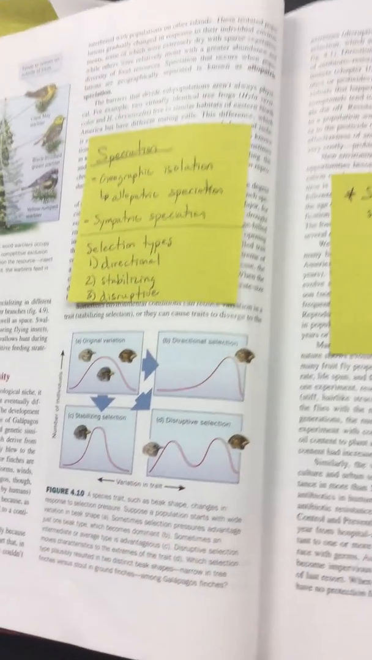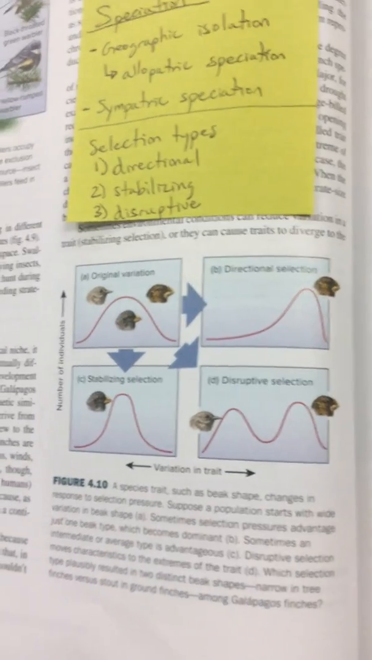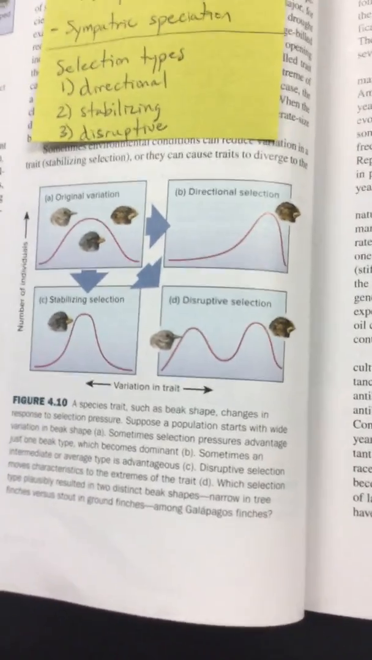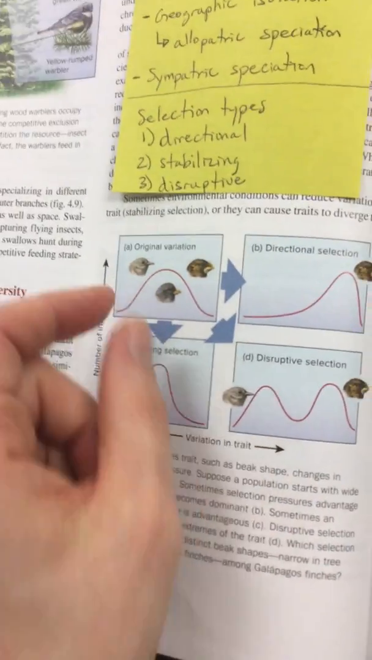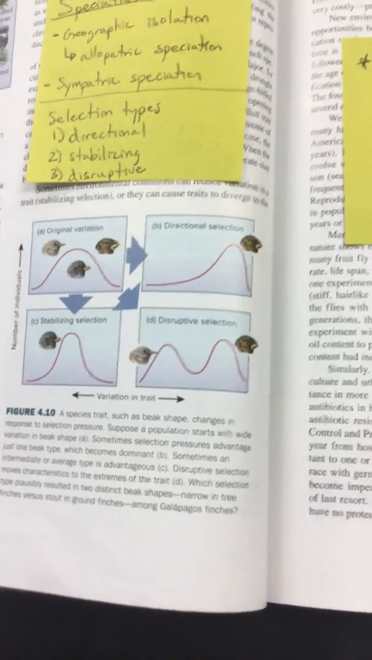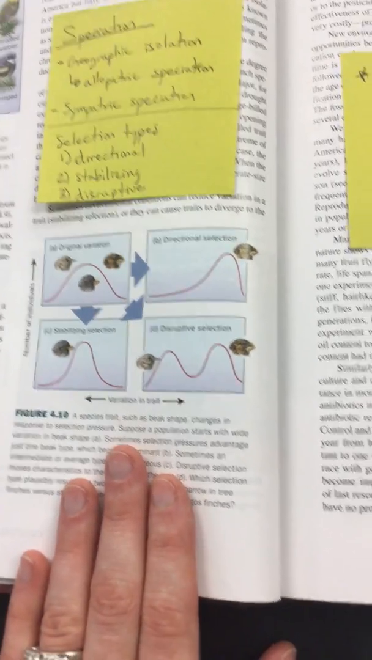So we talked about the different types of selection. Directional selection can go both ways. Stabilizing selection makes normal look more normal, and disruptive selection takes your normal and splits it into either side of whatever the range is. So in this particular case, these birds, we're talking about beak shape and beak length.